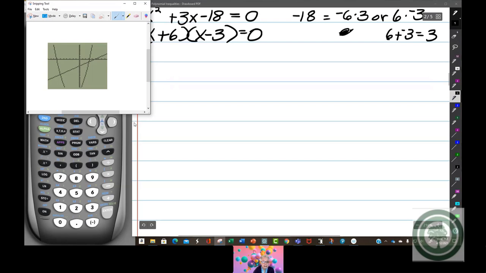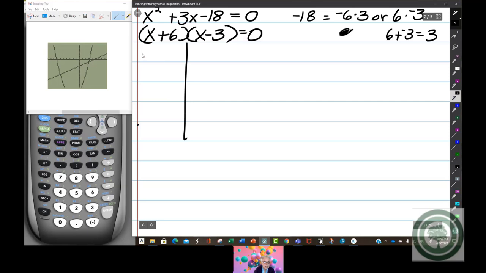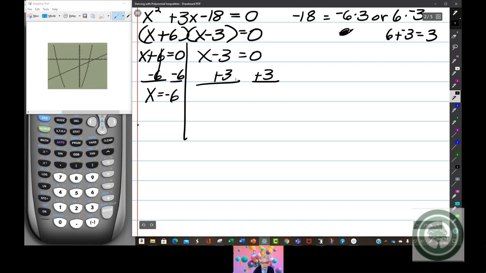Now we solve for x. x plus 6 equals 0. x minus 3 equals 0. We subtract 6 from both sides. x equals negative 6. Add 3 to both sides. x equals 3.